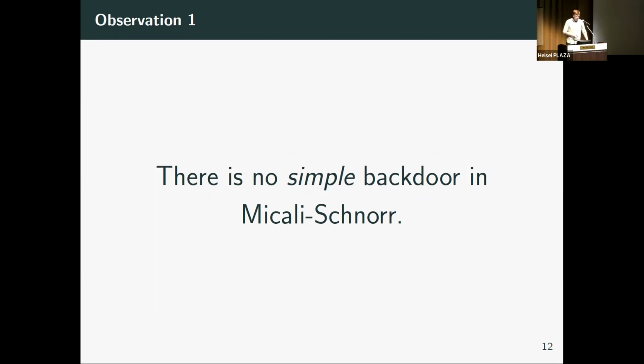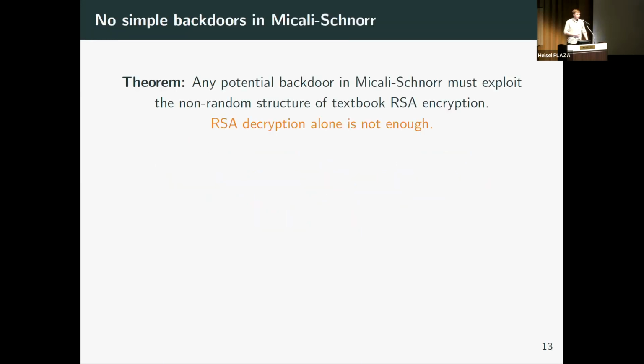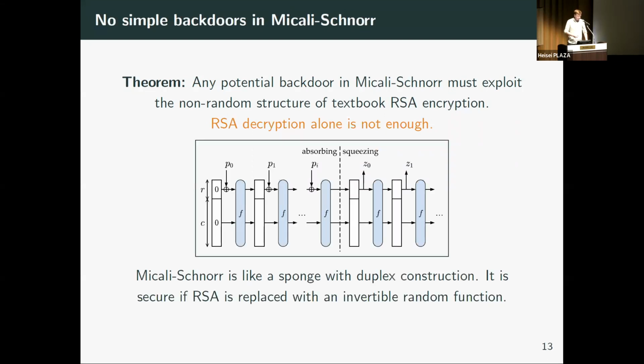To be a bit more precise, by a simple backdoor, we mean that there are no backdoors that rely exclusively on RSA decryption. The way that we show this is we take the construction of Macaulay-Schnorr and we replace RSA encryption with a random invertible function, more specifically an efficiently invertible pseudo-random permutation. Now you can think of this as similar to a cryptographic sponge in duplex mode, and we can show that this modified construction is secure. So that tells us that if the standardized version of Macaulay-Schnorr is not secure, then that's because the RSA encryption does not behave like a random invertible function.